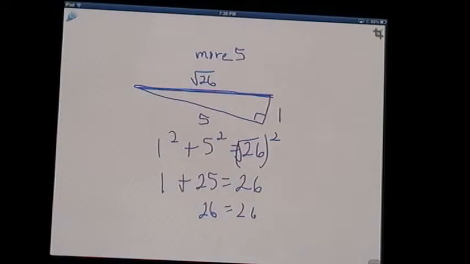Okay, and the reason we chose root 26 as our longest side is because it's more than 5, it's more than the other 2 sides, so we set it up as our c squared.